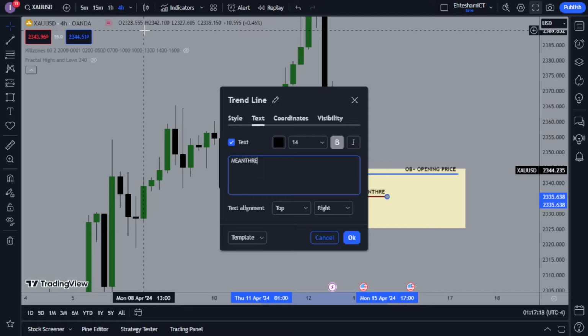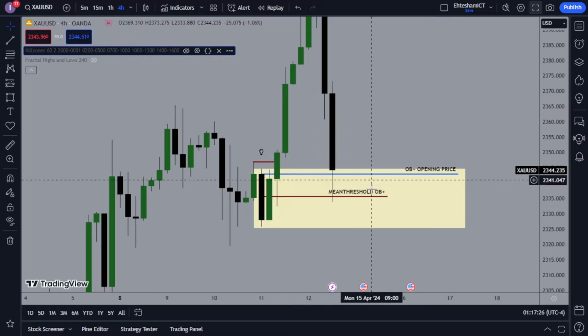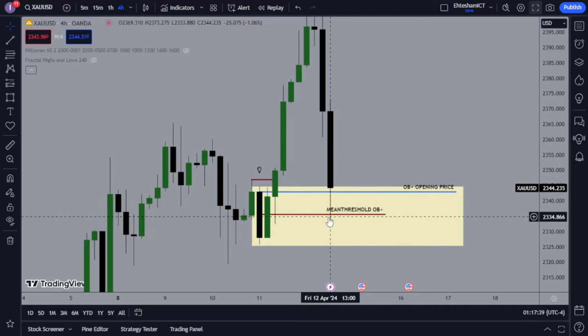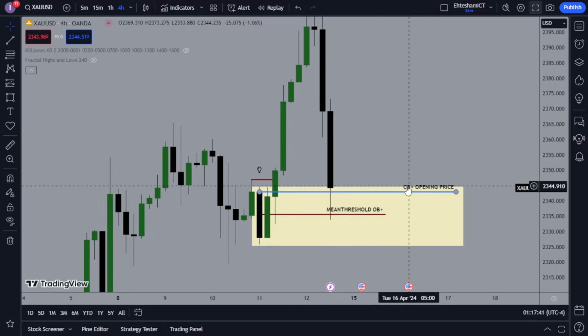Any order block, whether it will be on 1 minute time frame, whether it will be on 5 hours, whatever time frame that it will be, you have to pick the mean threshold and the order block opening. Whether it is a bullish order block or a bearish one, you can use this teaching for both of the concepts. 50% and the opening, both of them are too crucial for us.